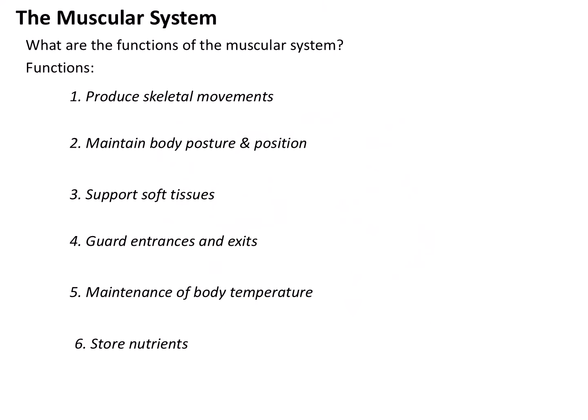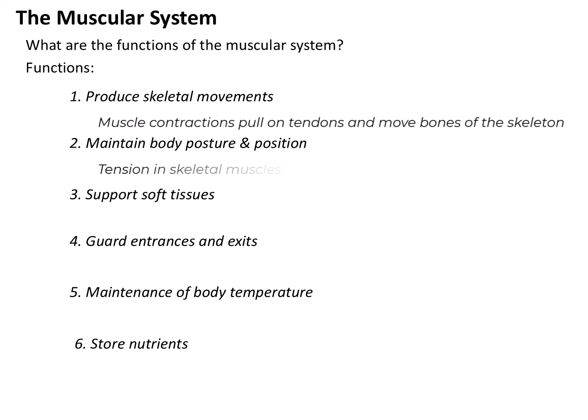Let's get started by looking at the basic functions of the muscular system. The first one is skeletal muscles produce skeletal movements. Muscle contractions pull on tendons and move bones of the skeleton. Skeletal muscles help to maintain body posture and position. The tension in skeletal muscles helps to maintain an upright body position. Even as you're sitting in your chair watching this recording, there are muscles that are contracting in your back to keep you upright, and muscles contracting in your legs to keep your legs bent.